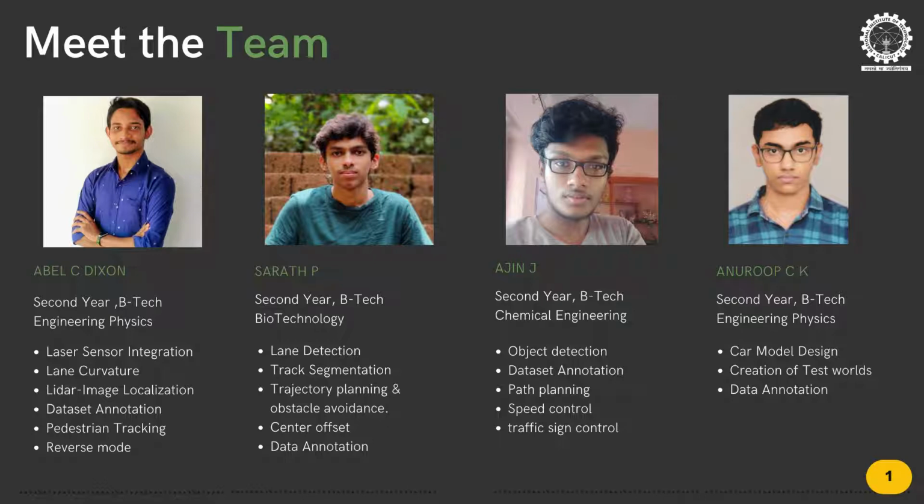I'm Ajinjay, BTech Chemical Engineering student at National Institute of Technology, Calicut. My contributions are in the area of object detection, data annotation, path planning, speed control, and traffic sign control.